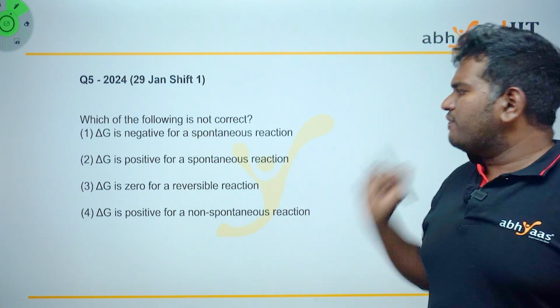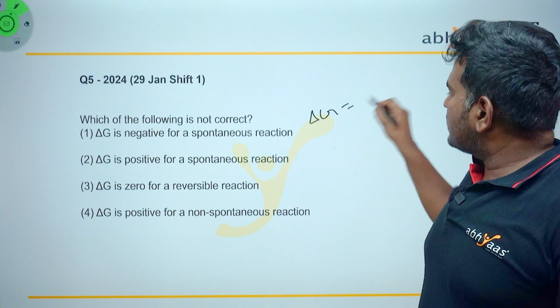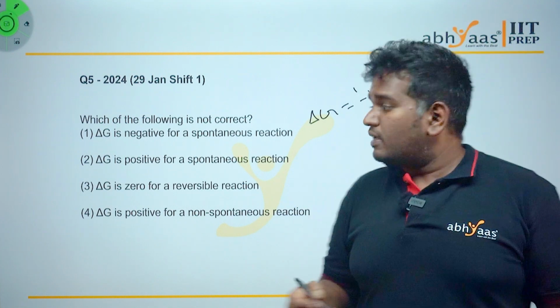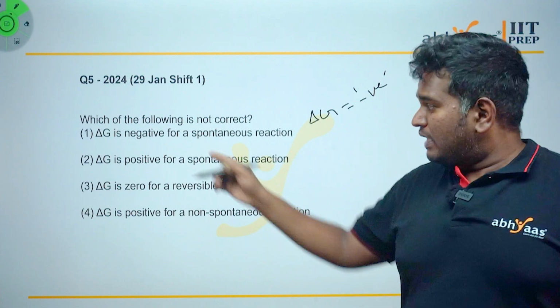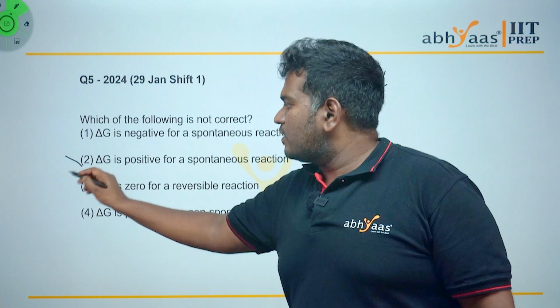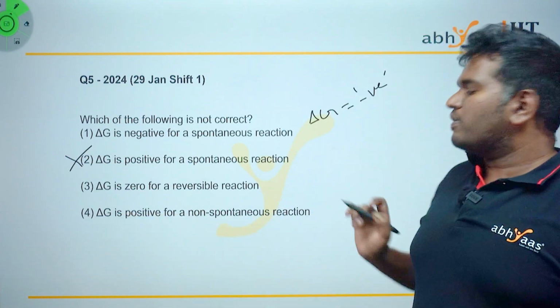Delta G is negative for a spontaneous reaction, right? Delta G will be always negative. We know that, we have studied that many times. Now, delta G is positive for a spontaneous reaction. If it is negative, it cannot be positive. So, obviously, this is a wrong statement, right? That is a wrong statement. And delta G is positive for a non-spontaneous reaction.